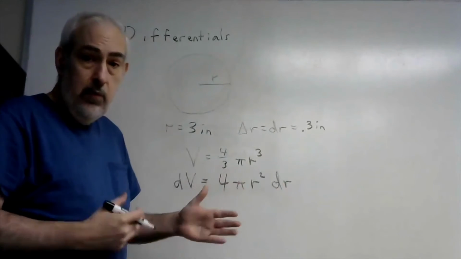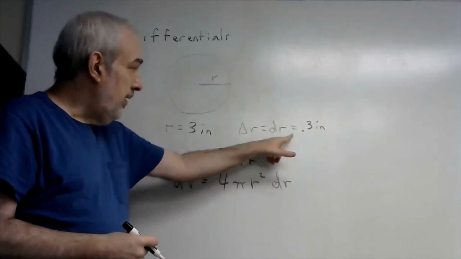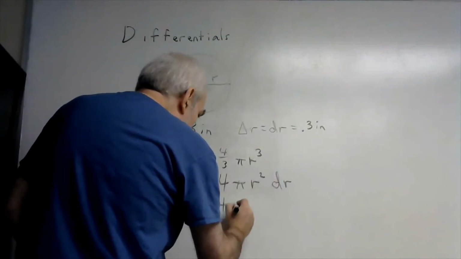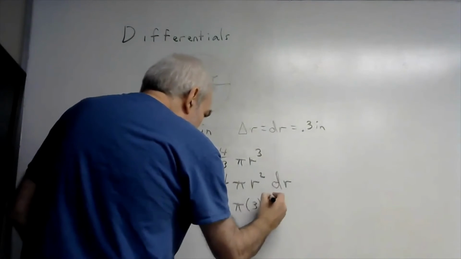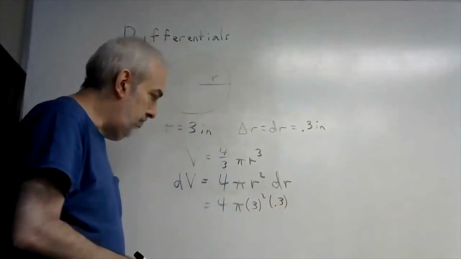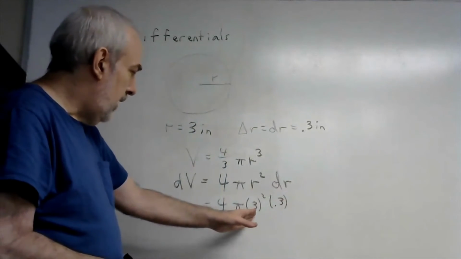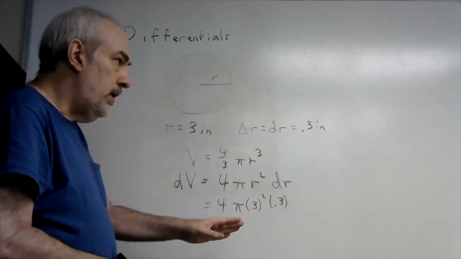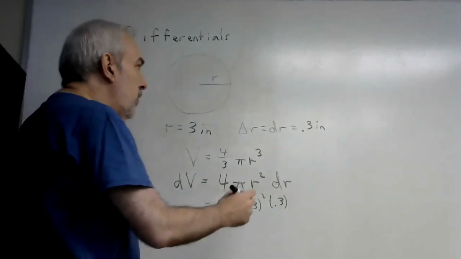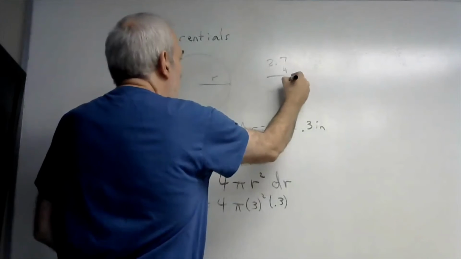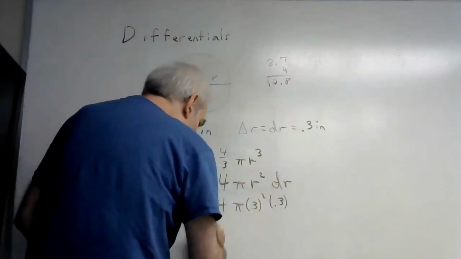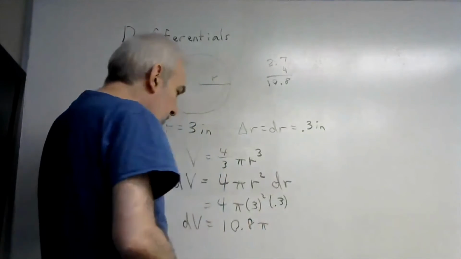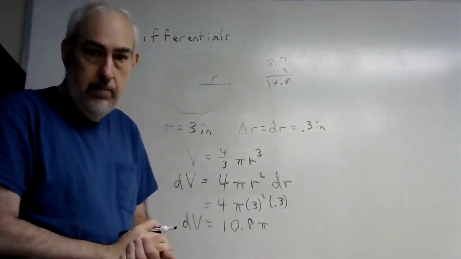So notice that it wasn't y and x, it was V and r, but it's really the same thing. Anyway, now that we have this, we can simply plug in that r is 3 and that dr is 0.3, and we get the approximate change in volume. So it's going to be 4 times pi times 3 squared times 0.3. Let's see, so that's 9 times 0.3 would be 2.7, and then 2.7 times 4 is 10.8. 10.8 pi is the approximate change in volume.